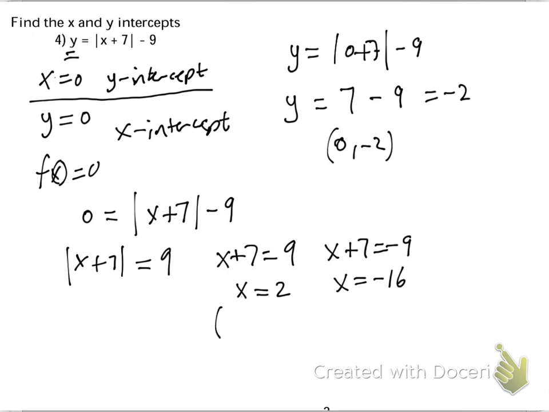Therefore my x-intercepts are 2, 0 and -16, 0. And there you go.